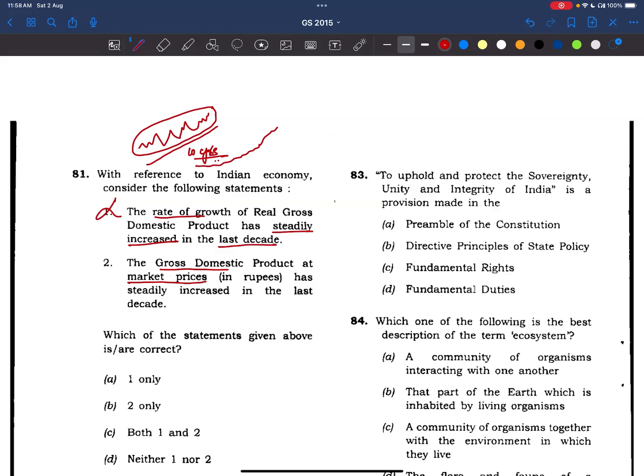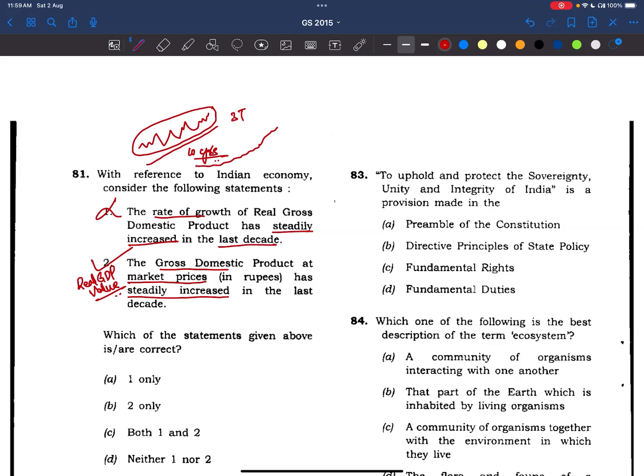That means India was some $1 trillion, now it is a $3 trillion economy. That absolute value is increasing, but the rate of increase of value is not steadily increasing. I hope you are understanding. So this statement becomes correct. Here, if you see steadily increasing, you may think that both these statements are wrong. But no, this is just asking about the value of real GDP.